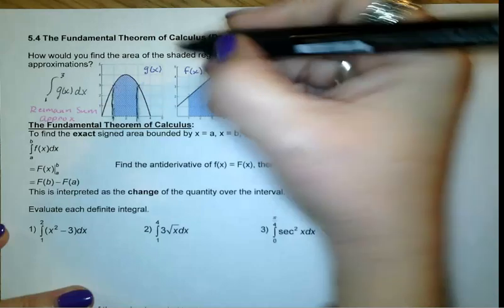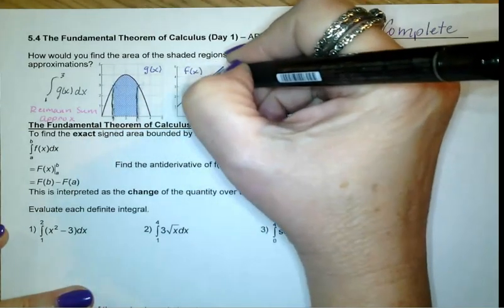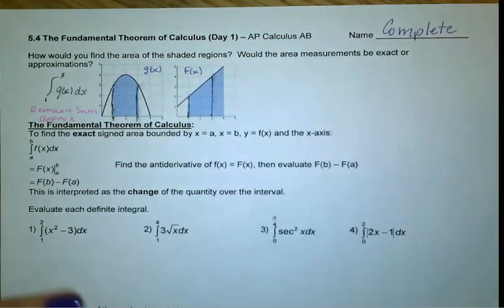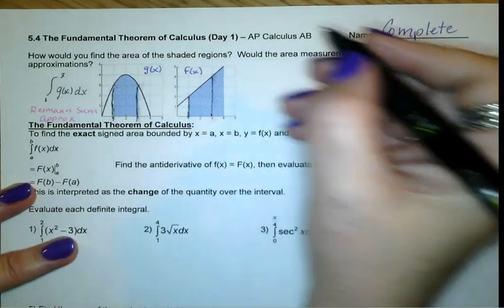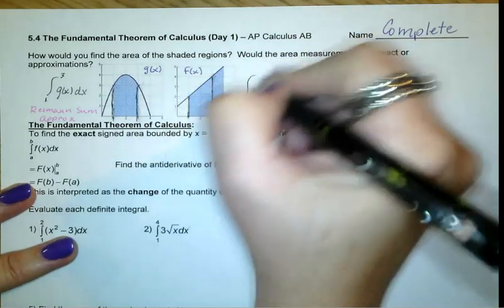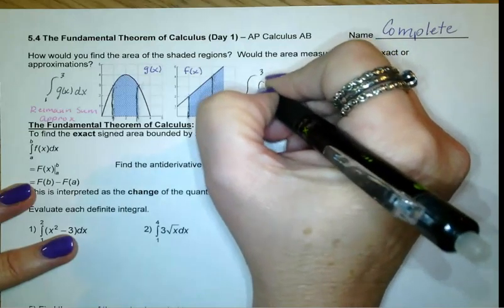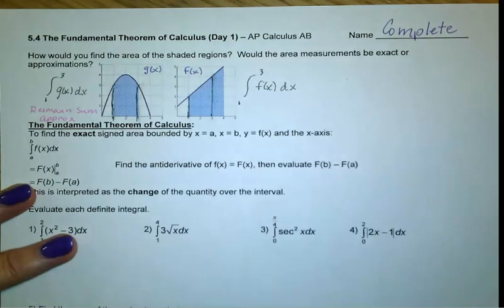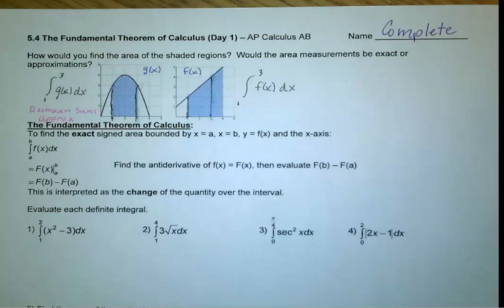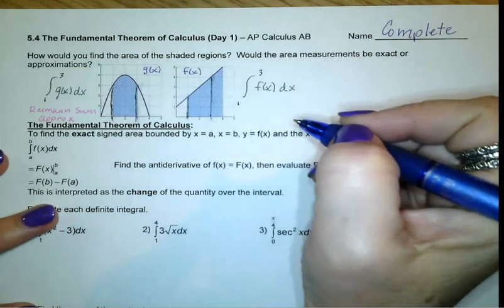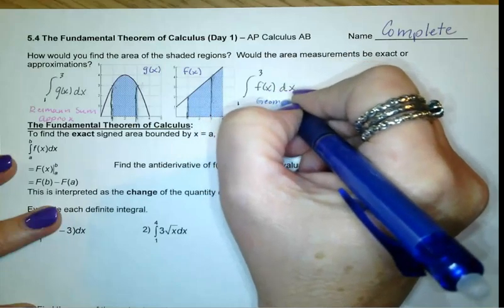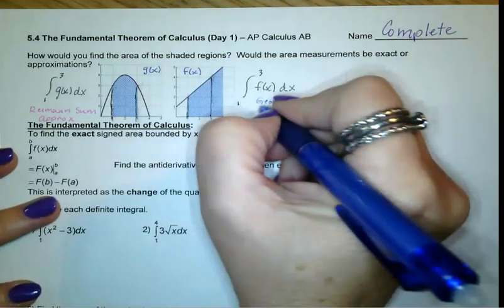Now let's look at the second one. Let's go from the same place, from 1 to 3, of this graph. If we set up the definite integral for this, we would say the integral from 1 to 3 of f of x dx. When I'm finding the integral here, is it going to be exact or an approximation? It is going to be exact, and we can use geometry to find the exact area.